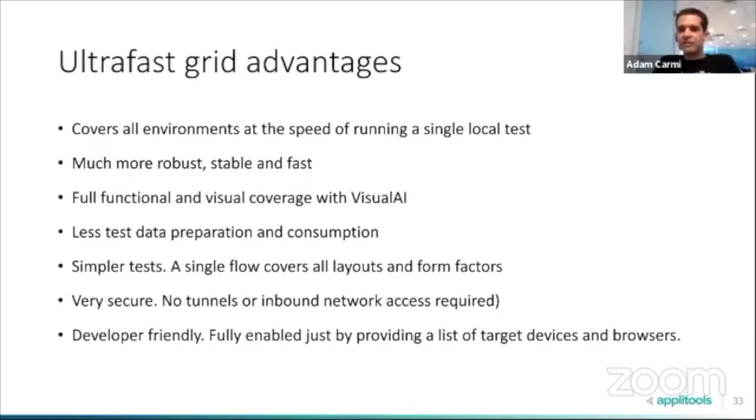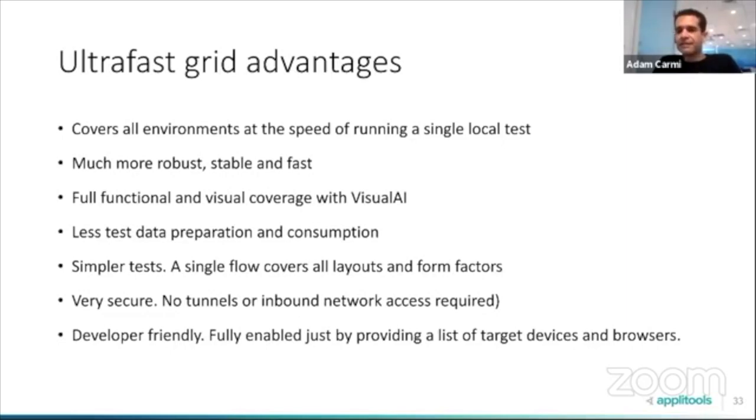Because you're using visual AI, you're getting all the functional and visual coverage for your checks, as we described in the first part of the presentation. Because we are running fewer tests, 1,000 instead of 20,000, you need to spend less time preparing test data, provisioning the environment for the test, consuming users and other assets that you need to run a test. The tests themselves can be simpler.